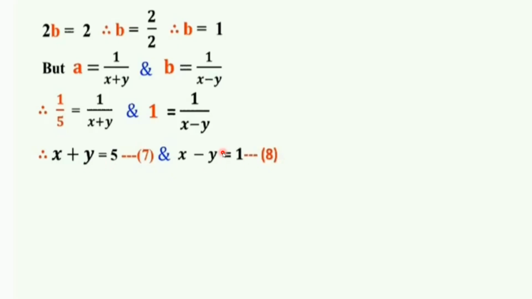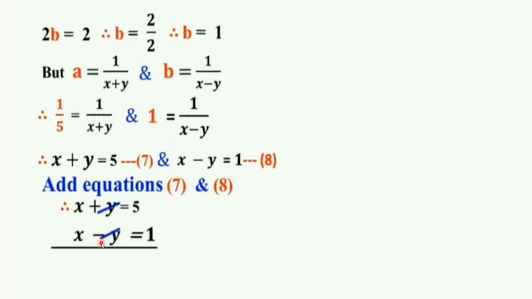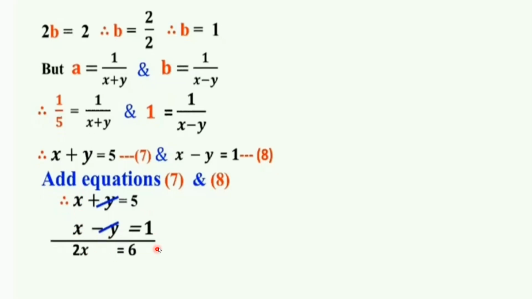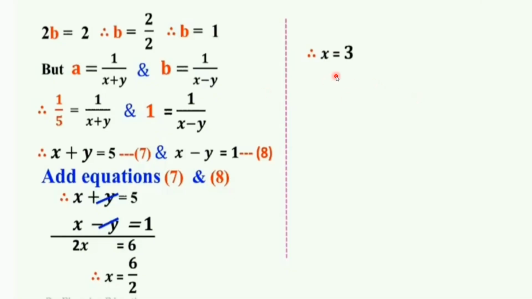So what I must do now? Just think of the coefficients of the variable. Yes, it is plus y here and it is minus y here. So after adding equations 7 and 8, y will be cancelled, isn't it? So now I am going to add equations 7 and 8 so that the plus y and minus y will be cancelled. x plus x will be 2x, 5 plus 1 will be 6. So x value will be 6 by 2. That is, x value will be equal to 3.